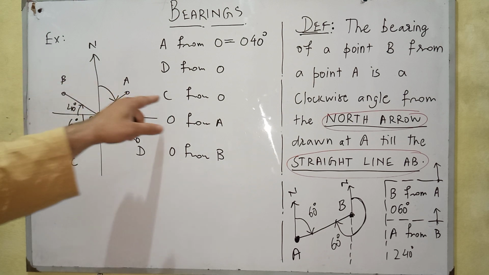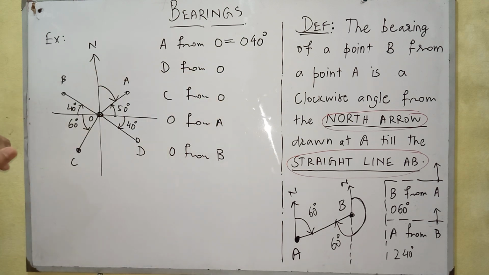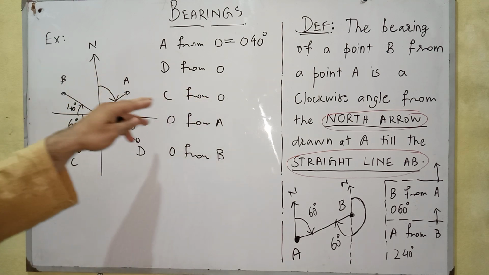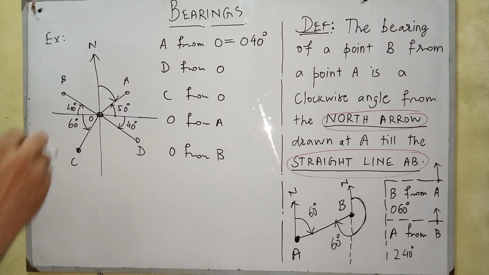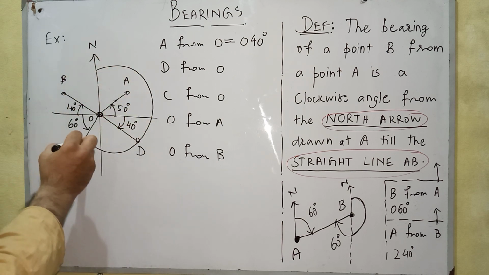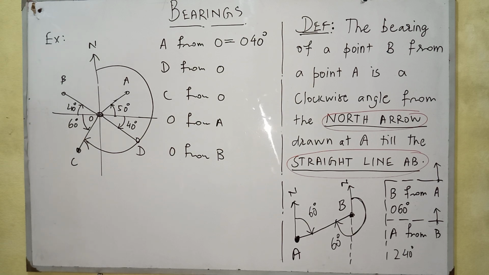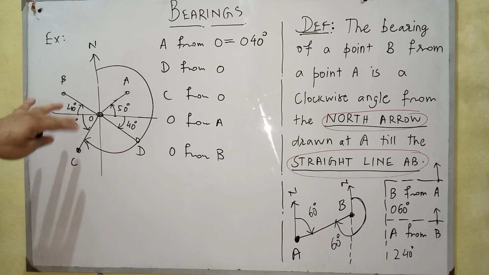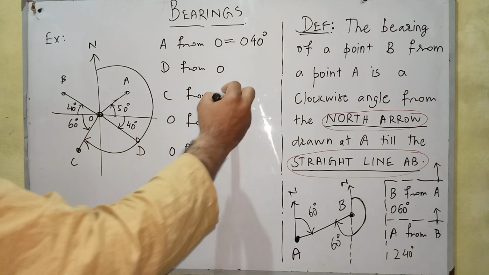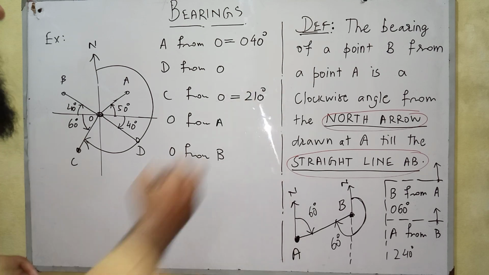Similarly, the bearing of C from O will be an angle which will start from north arrow and go till this straight line CO. We know that till here, if we cover the first, second and third quadrants, then the sum of these angles will be equal to 270 degrees. If you subtract 60 degrees from 270 degrees, that will give us 210 degrees. So this angle will be equal to 210 degrees.